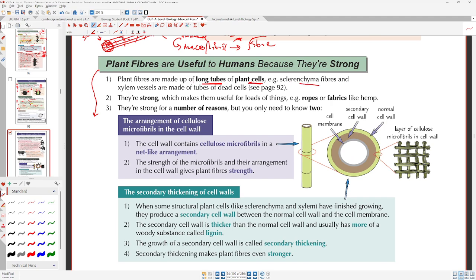That could be your sclerenchyma, that could be your xylem, made up of dead cells, made up of lignin, made up of cellulose, right? They're strong, which makes them used for carrying loads, which could be ropes, fabrics. So we're talking about being useful to humans for one reason, and that's they're strong. So we can use them for heavy carrying objects like ropes and fabrics, right? Like hemp.